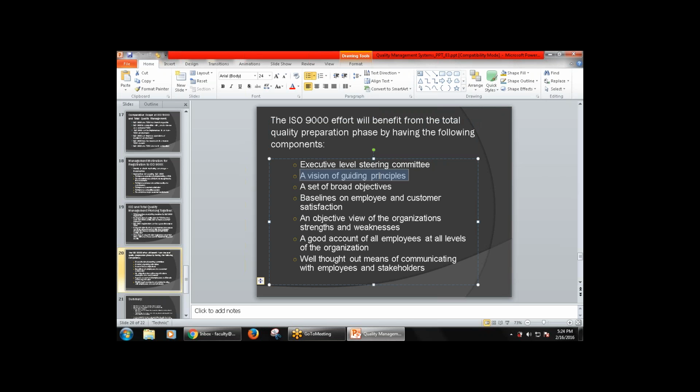Then a vision of the guiding principles. So there is a vision that is also available for the guiding principles. Then a set of the broad objectives. Whatever the broad objectives, they will be carried out by the ISO 9000 efforts.